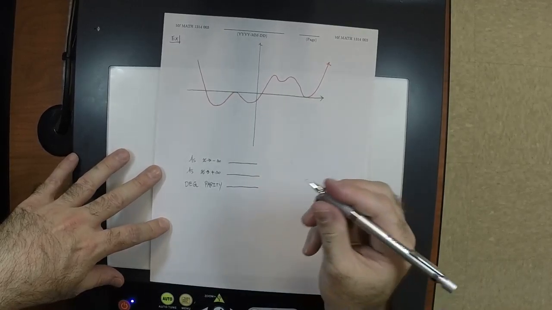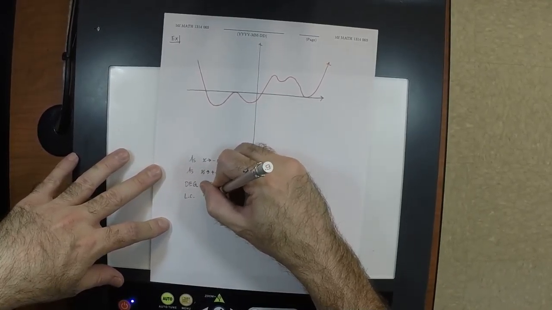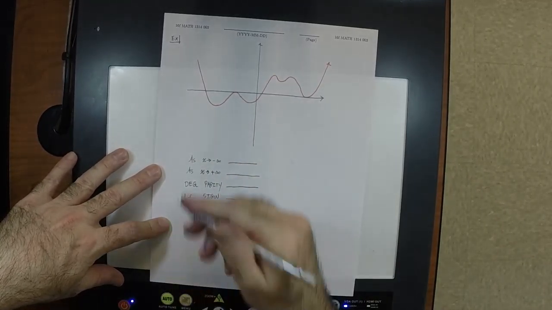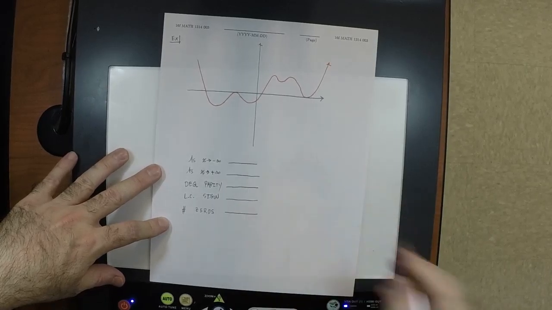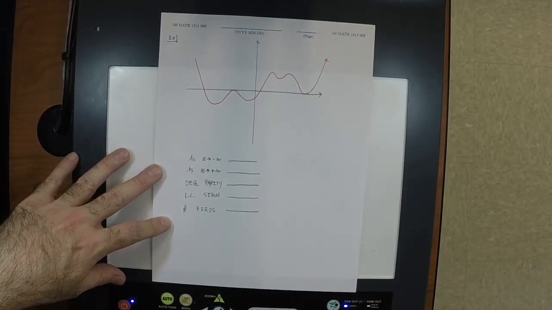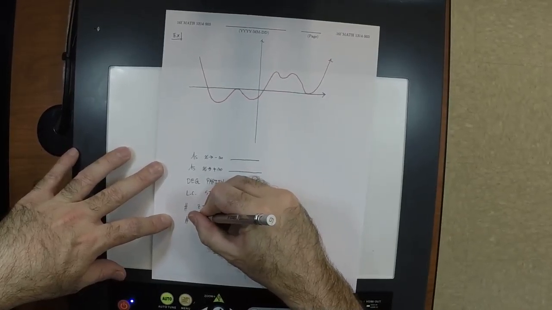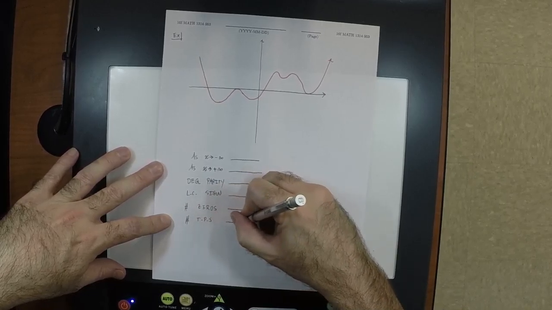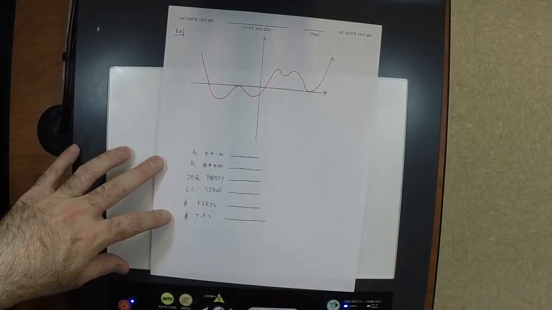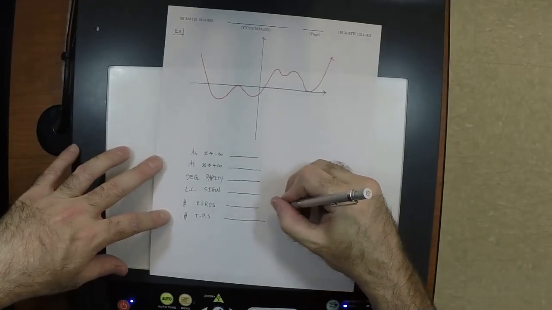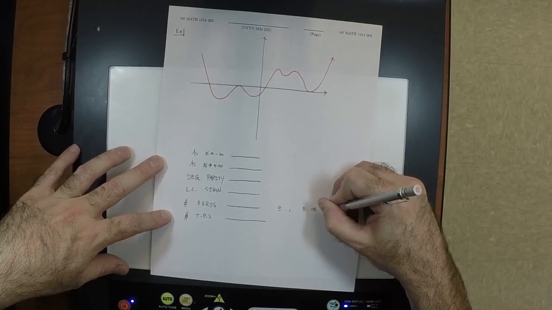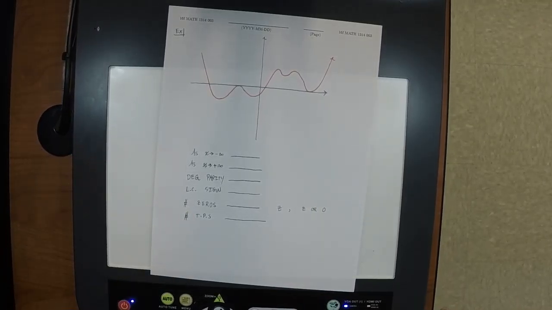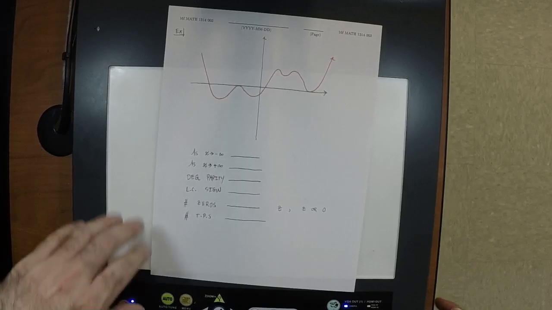The leading coefficient sign, blank. The number of zeros. And I want you to mark every zero with the letter Z so that I know that you know that it's a zero. And the number of turning points. And then for each zero, I want you to mark it with a Z, and I want you to mark it with an E or an O, corresponding to whether or not its multiplicity is even or odd. And please tell me the minimum degree.